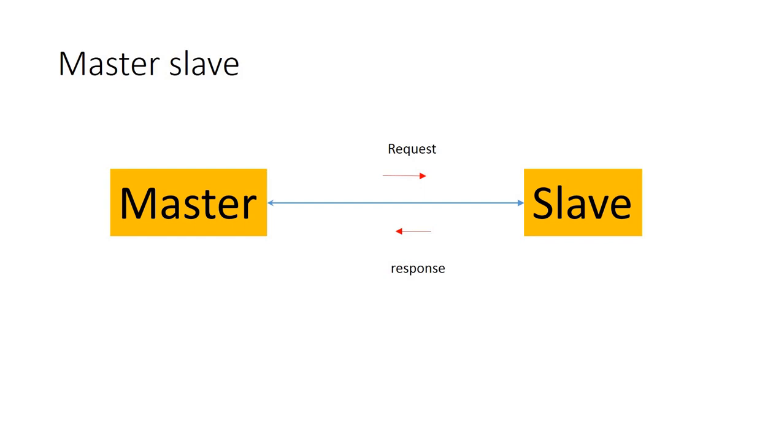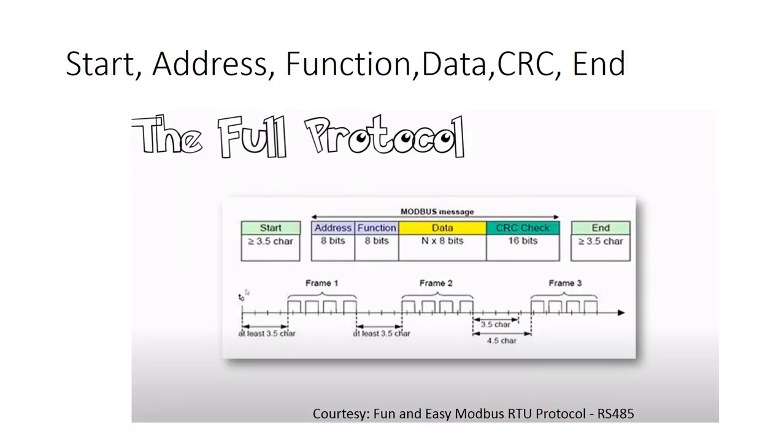It is a request-response. You ask a question, you get a response back, similar to RS-232. And you see that to turn on a relay, you need to send 28 bits. 3.5 characters are for start and 3.5 characters for end. Unlike in RS-232, where the start bit was just one bit, here it is a group of characters, and the end also is a group of characters.